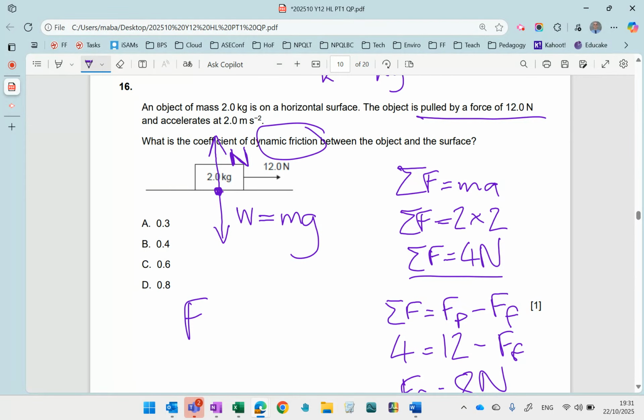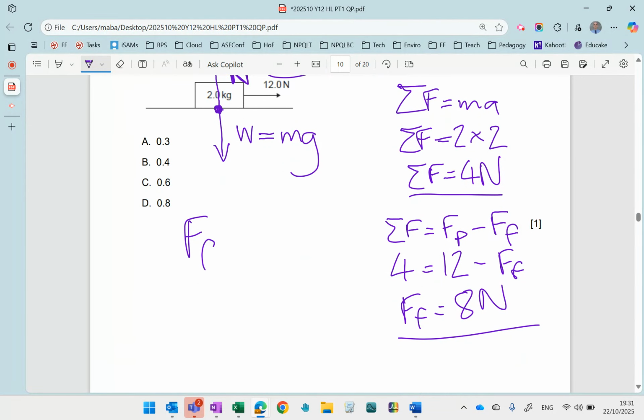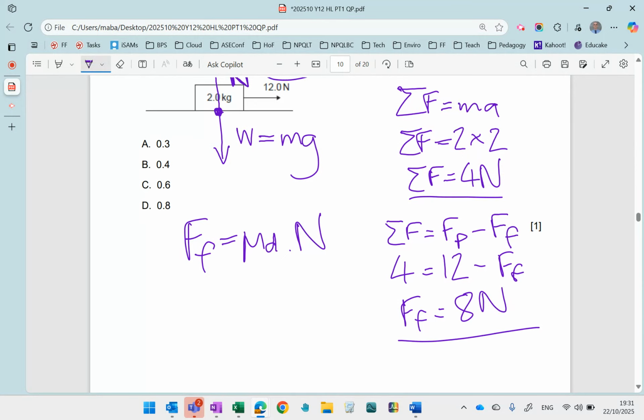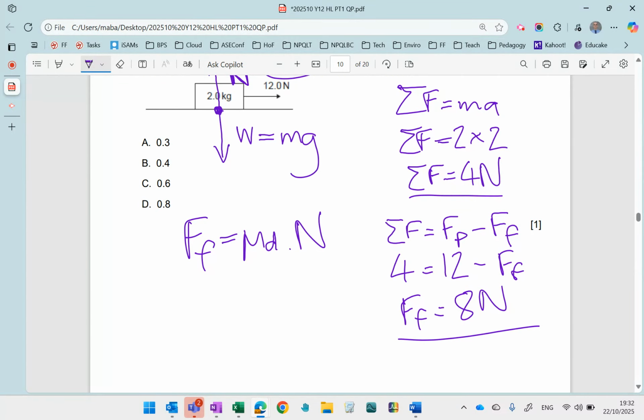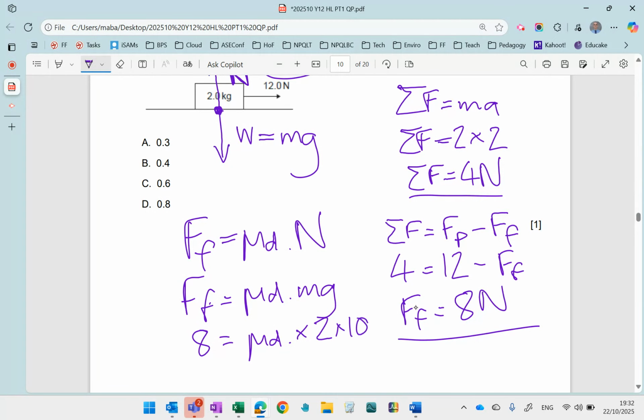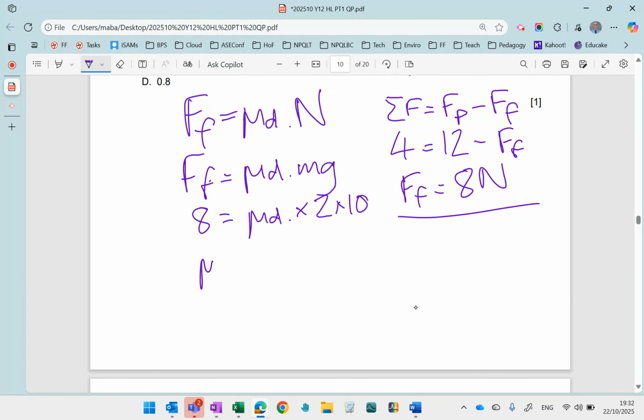Then we look at dynamic friction. That's the coefficient of dynamic friction. The formula that we need is F_F equals mu D times N. The normal reaction force is balanced by the weight, so instead of that, we can write mu D mg. Over on this side, we've got 8 newtons. Mu D is the thing that we're trying to find, times 2 kilograms times 10. So we've got 8 divided by 20, which gets you 0.4.